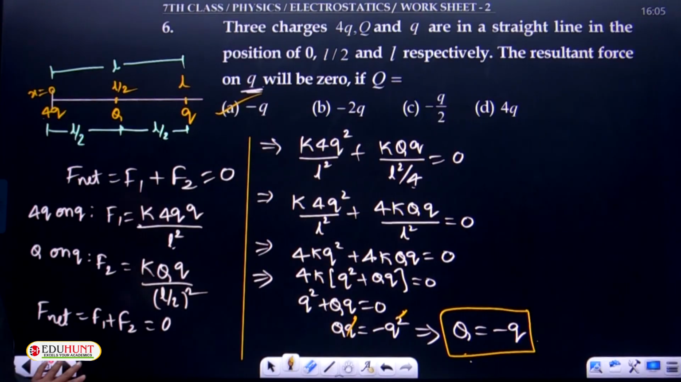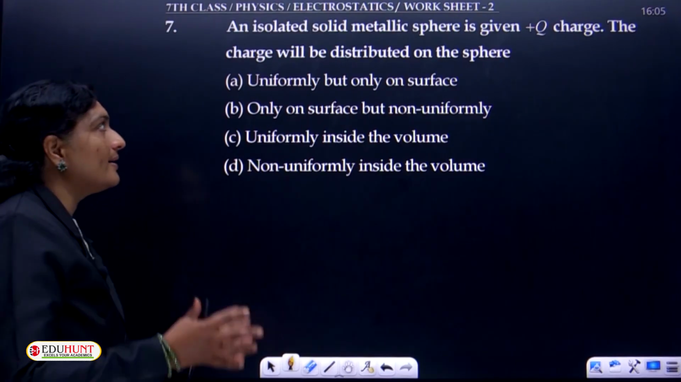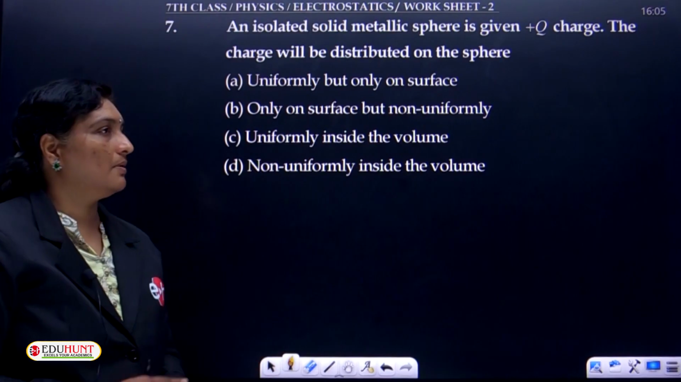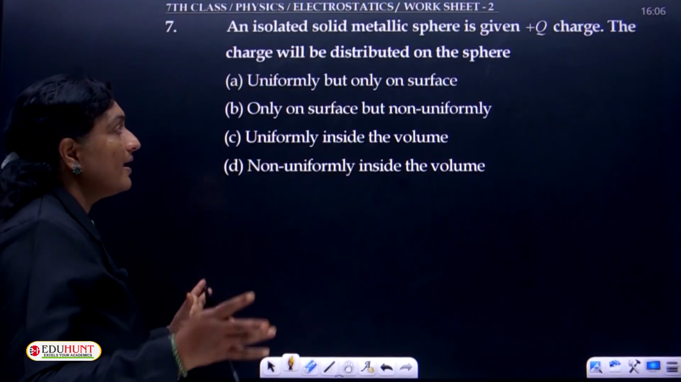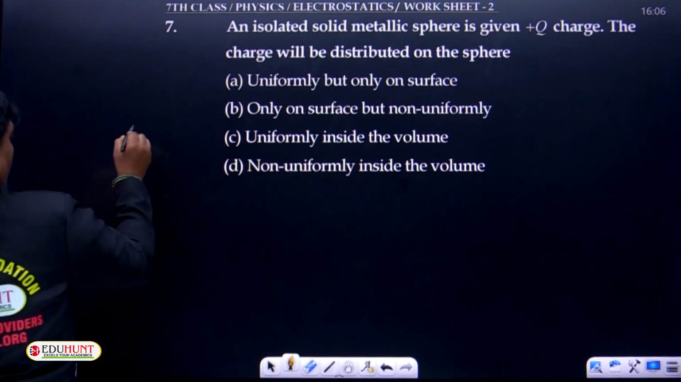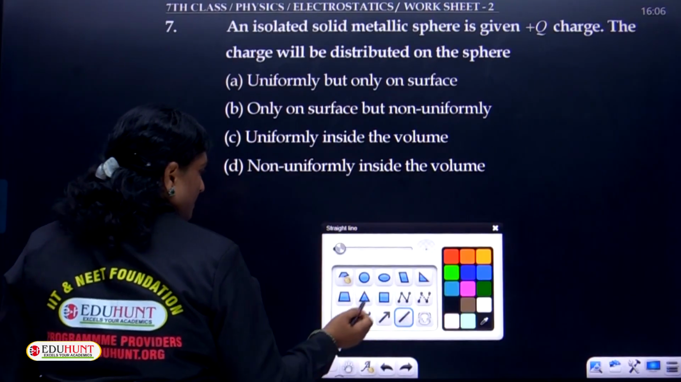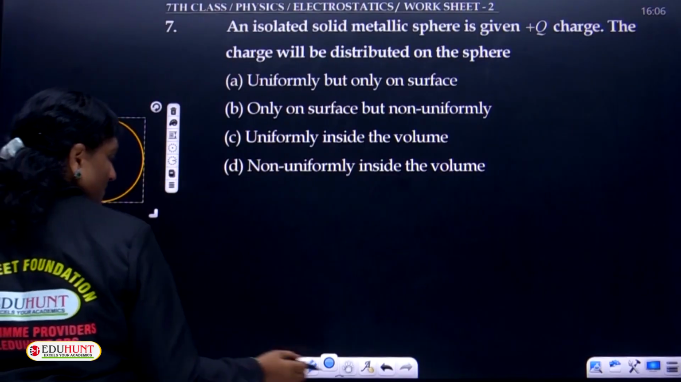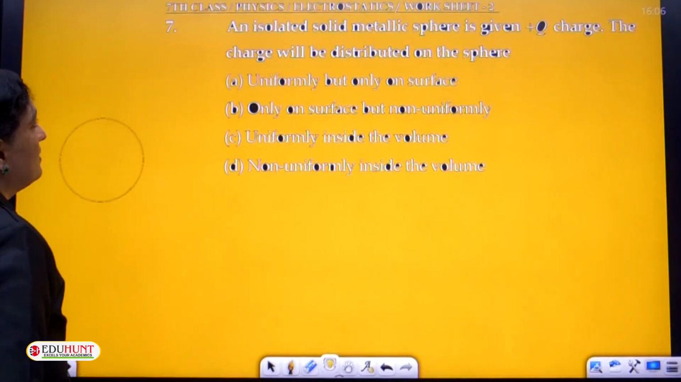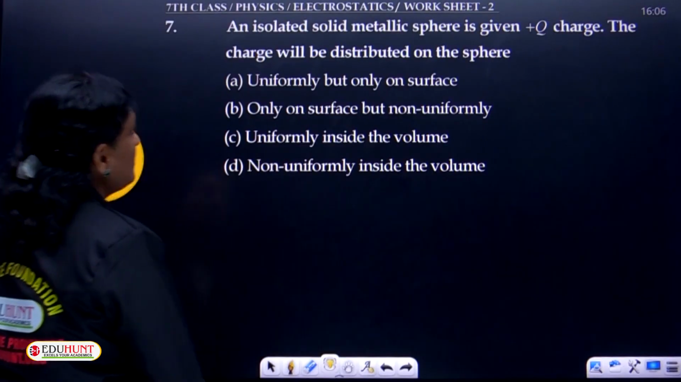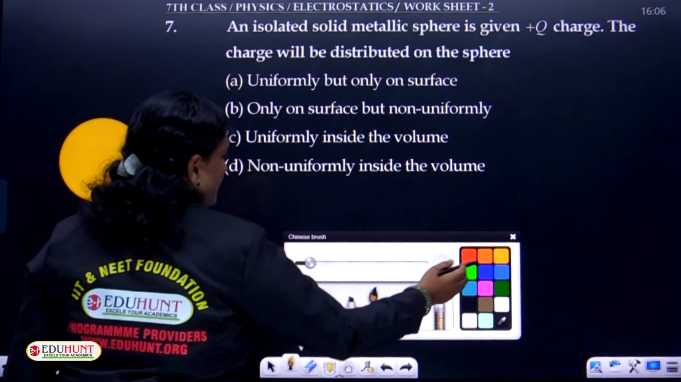Got it? Well, shall we move to the next one? So, moving to the next one, 7th question. An isolated solid metal sphere. A sphere is given, an isolated metallic sphere is there. Given positive charge Q. So, on this sphere, a positive charge Q is being given.